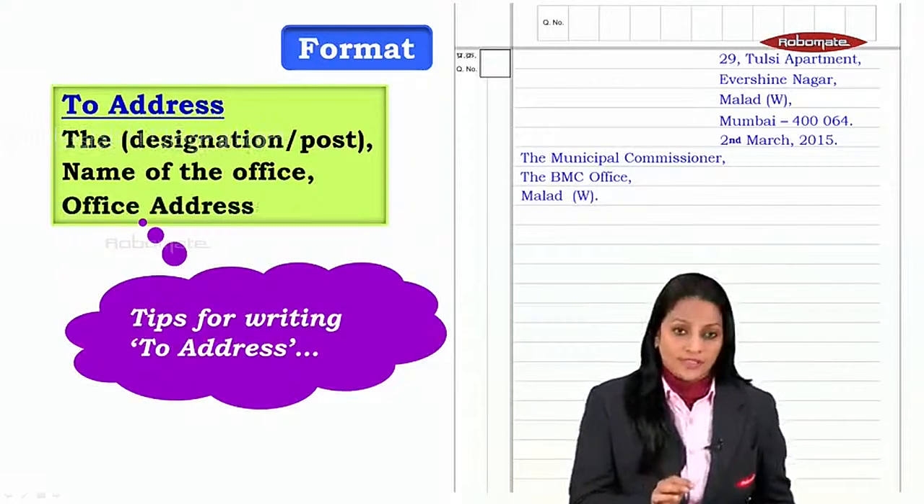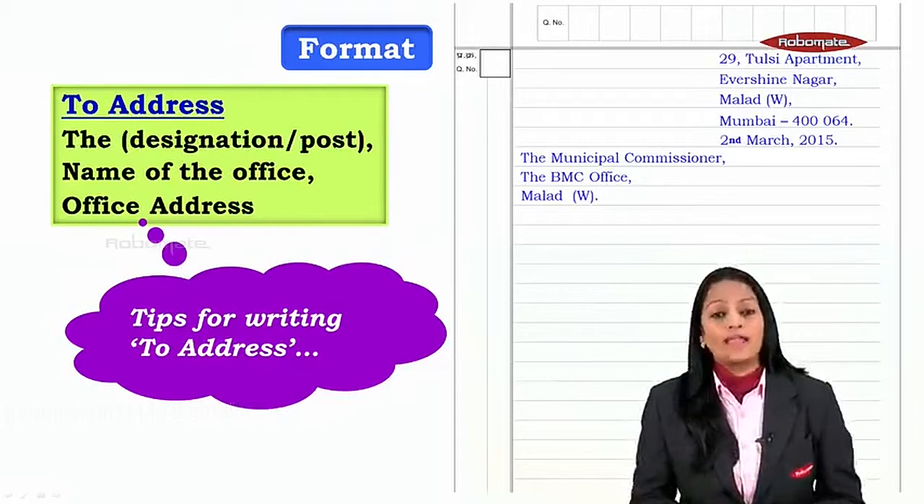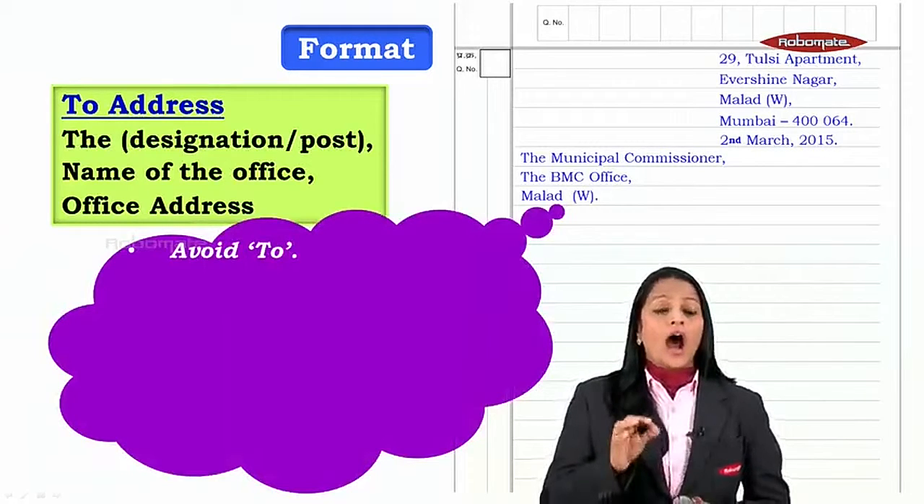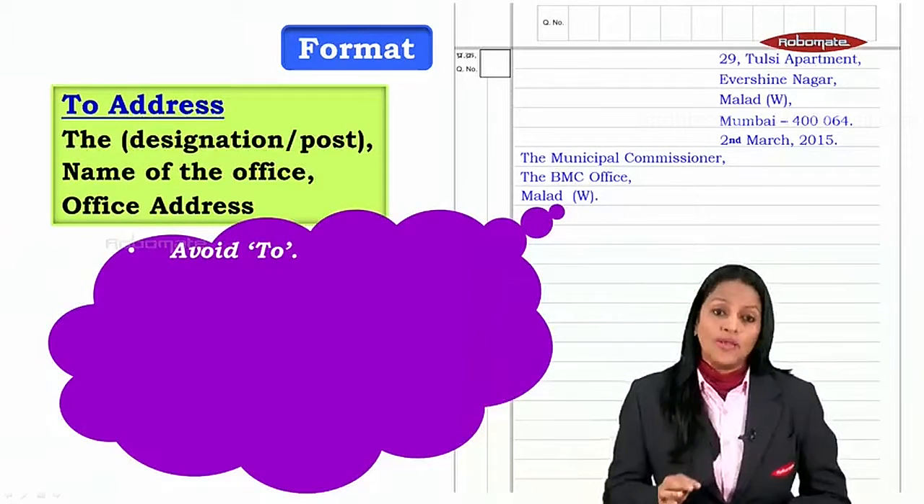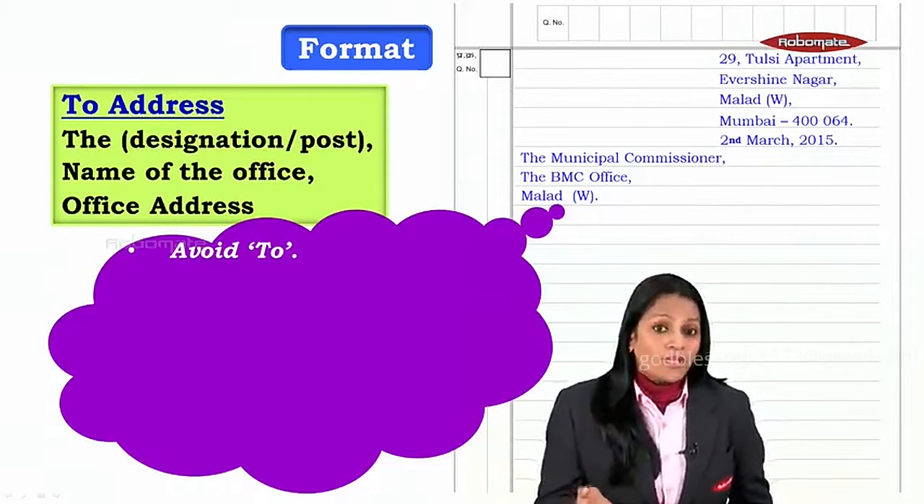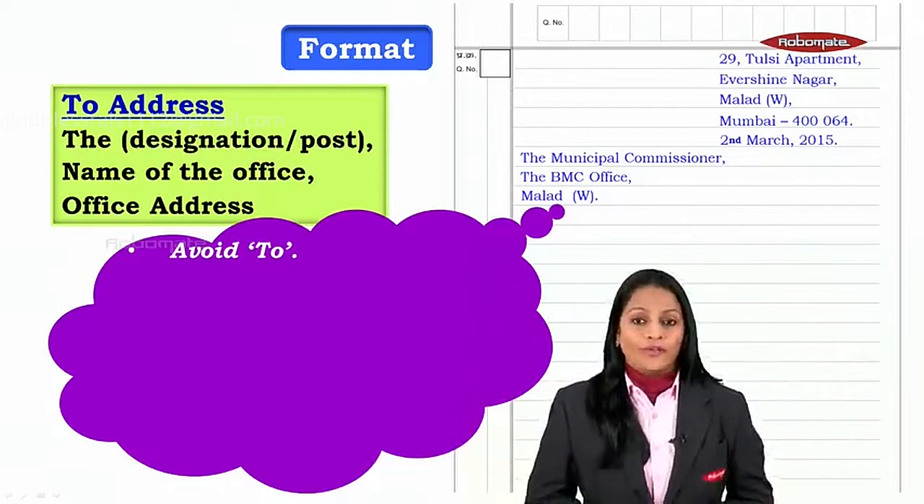Students, such offices to whom you are writing are very famous, and therefore you need not write the address in detail. Once again, let us take a look here. Avoid to. Students, in the to address, you actually do not have to write to. Students, for from, did we write there from? No. So you don't need to write to over here.